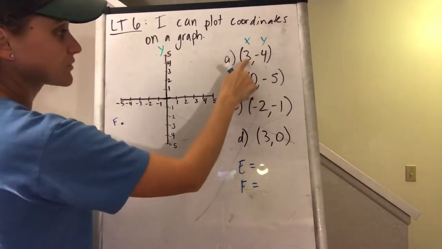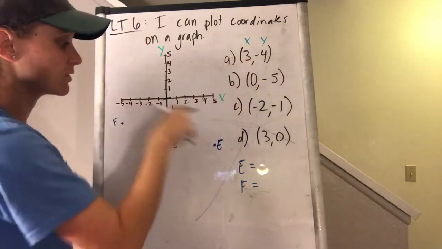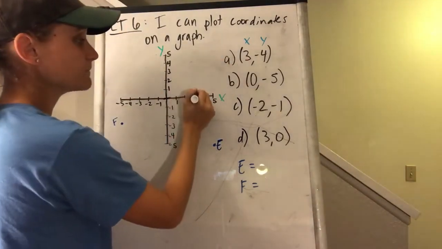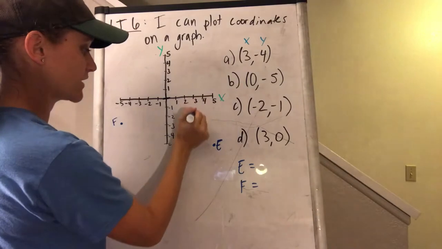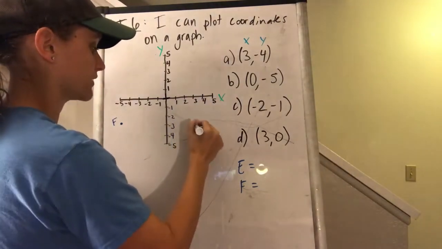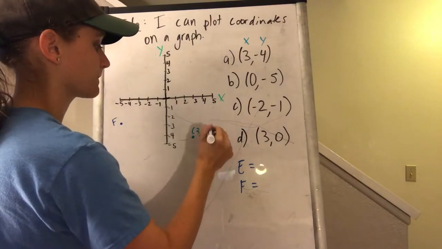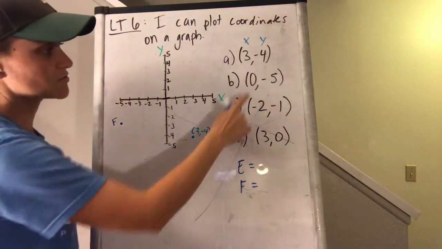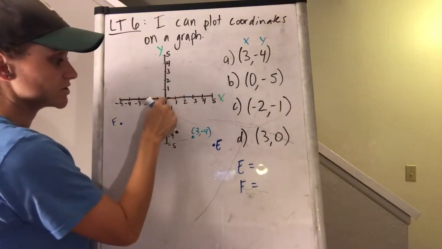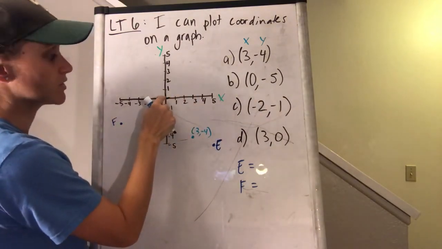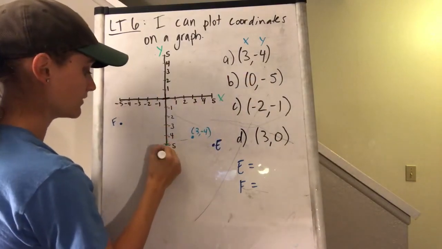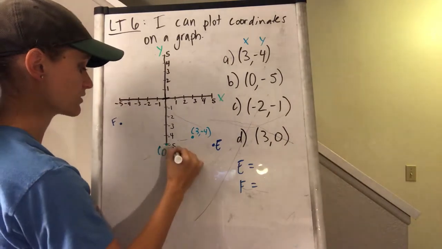So to start, for 3, -4, I go in the x direction. So because it's positive 3, I go over 3. And because it's negative, I'm going to go down 4 to -4. And I want to make sure that I label that with the point or the coordinates. Okay, so for the next one at 0, -5, I go 0 in the x direction, so I actually don't move anywhere. And then I'm going to go down 5 because it's negative. So I go down 5. And that point would be 0, -5.